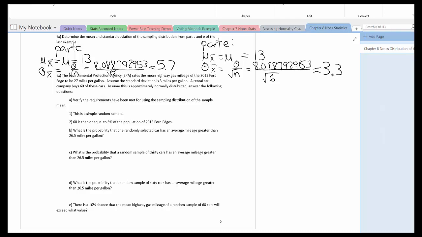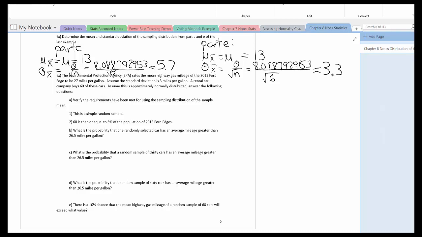In this video, we're going to continue our discussion with the distribution of the sample mean. So let's take a look at a couple of examples. The Environmental Protection Agency rates the mean highway gas mileage of the 2013 Ford Edge to be 27 miles per gallon. Assume the standard deviation is 3 miles per gallon. A rental car company buys 60 of these cars. Assume this is approximately normally distributed and answer the following questions.